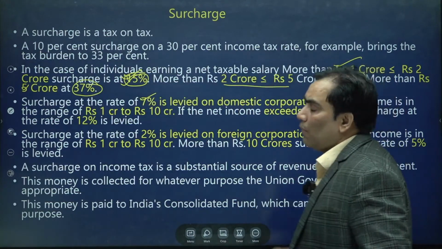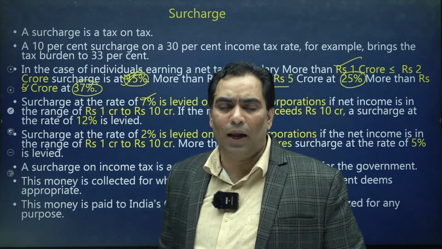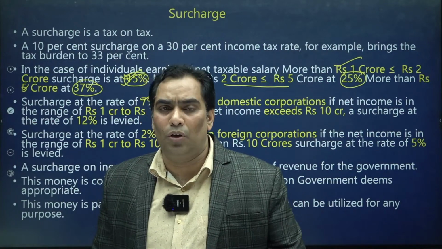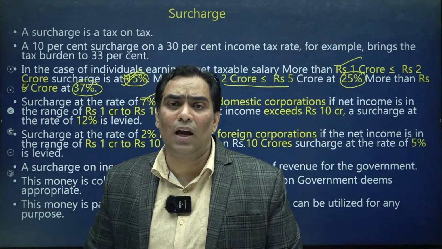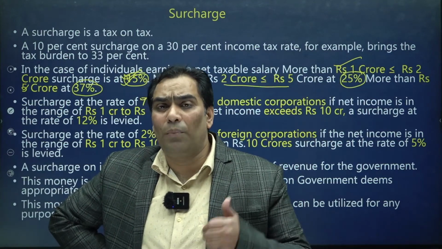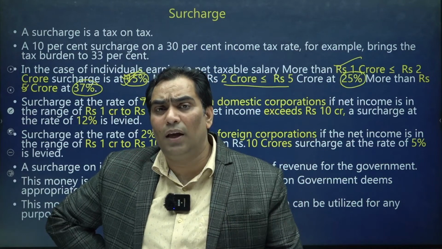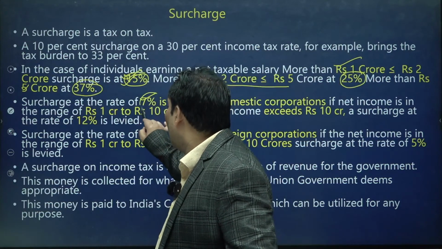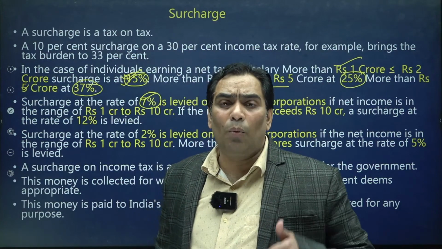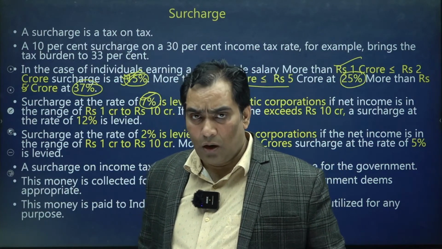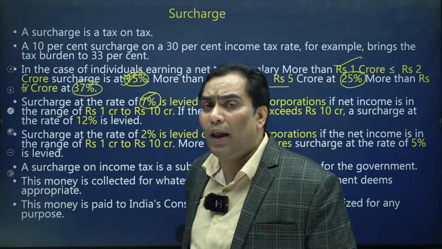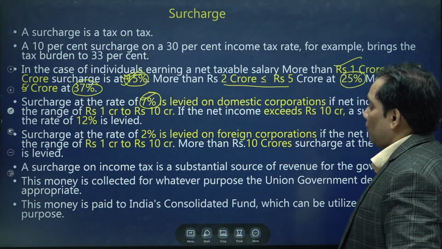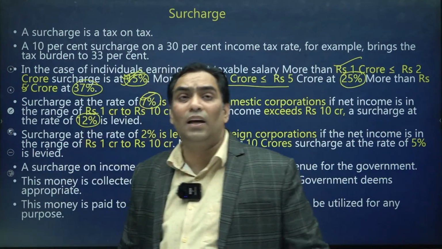Surcharge in the form of corporate income tax: the company has to pay tax on its income, which is known as corporate income tax, and the companies also have to pay surcharge. For domestic companies whose taxable income is between 1 to 10 crore, they have to pay surcharge at the rate of 7%. And the domestic companies whose profit is more than 10 crore have to pay on their tax liability at the rate of 12%. It is for the domestic company.